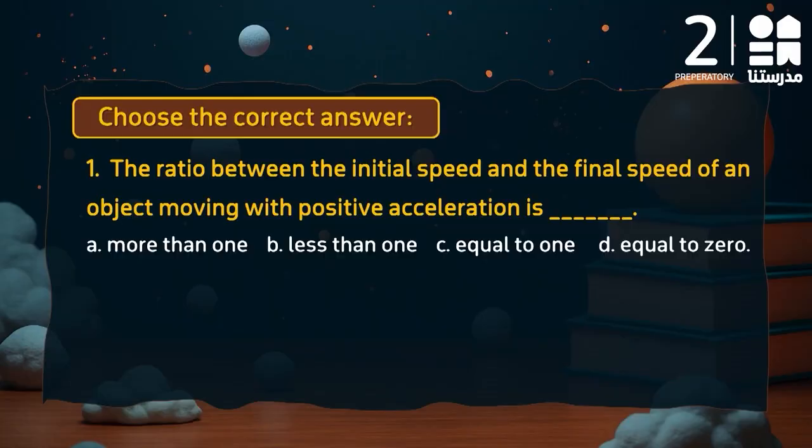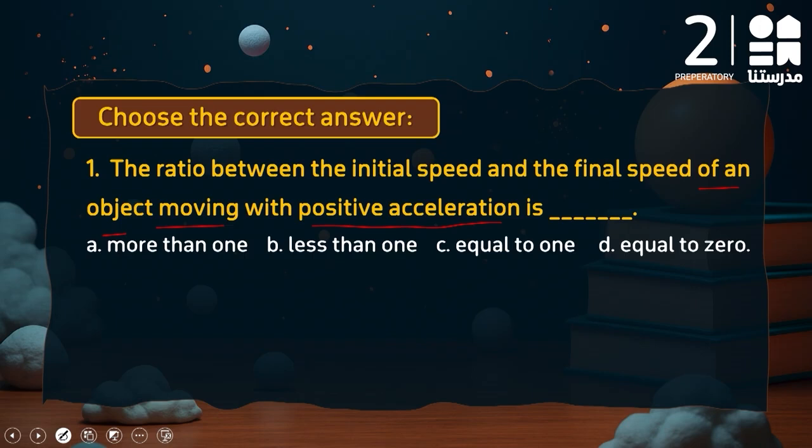The initial speed and the final speed of an object moving with a positive acceleration. What's meant by acceleration? Acceleration is the change in the object's velocity per unit time. We have two types of acceleration, positive acceleration and negative acceleration. Positive uniform acceleration: the object's speed increases from the initial speed per unit time. Negative acceleration: the object's speed decreases per unit time.